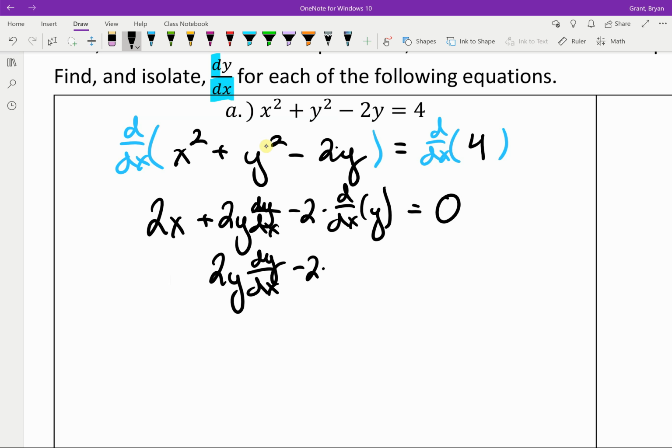So minus 2, and then let's go ahead and actually take the derivative of y. Well, to take the derivative of y, and it's basic, we can just bring the y up and say this is dy dx, and then think, does anything cancel? No. And so we end up here.